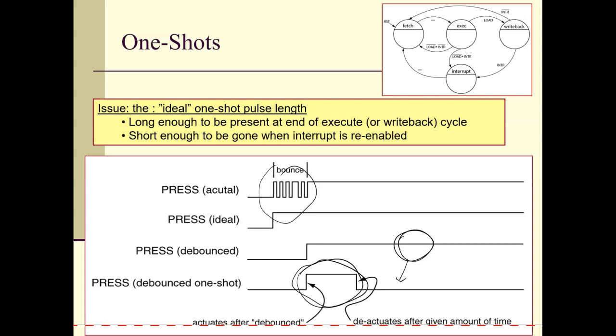So anyway, this is the filtering. I already got rid of the bounce, but now I'm going to put a one-shot on it. That's going to make this signal, and I'm going to connect this signal to the interrupt. And it gives me the ability to craft it so it's long enough to be caught, but not too long such that it can be caught a second time.